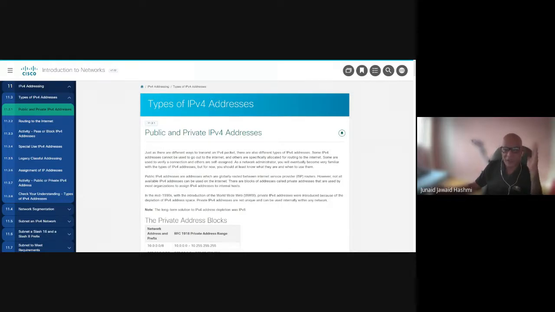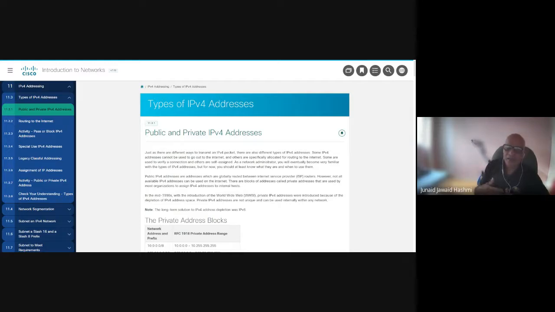Okay, first of all, a private IP address cannot be routed on the internet. Routers on the internet, when they receive a private IP address, let's say 192.168.1.10 or 10.0.0.0, whatever, they discard it. They are meant to be used in a private network, not on the internet.